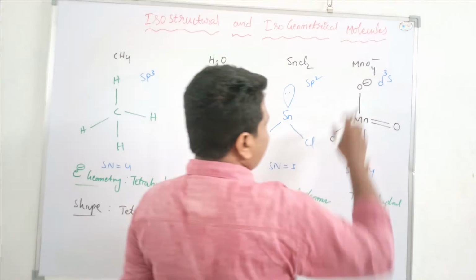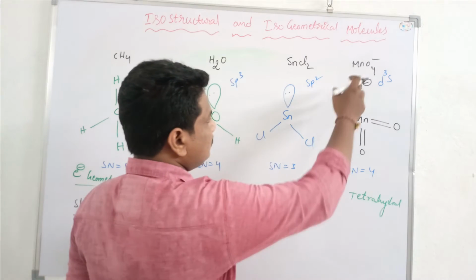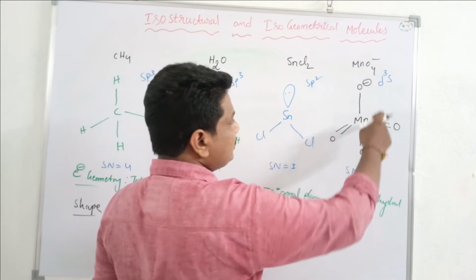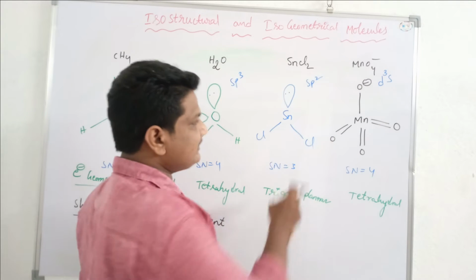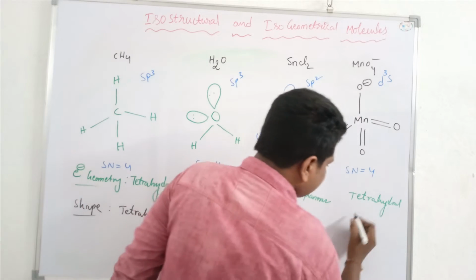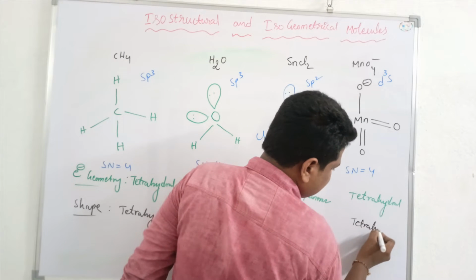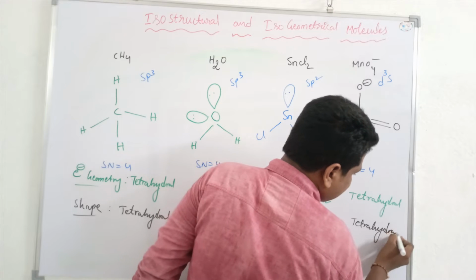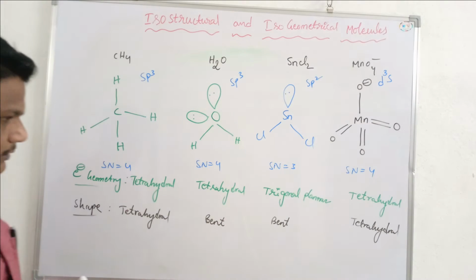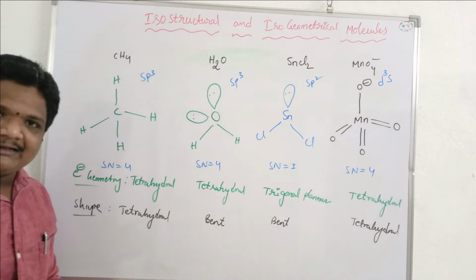In the case of MnO4 minus, here also we cannot observe any lone pairs present in this molecule. So that's why the shape of this molecule is tetrahedral. It is also tetrahedral geometry or tetrahedral shape.